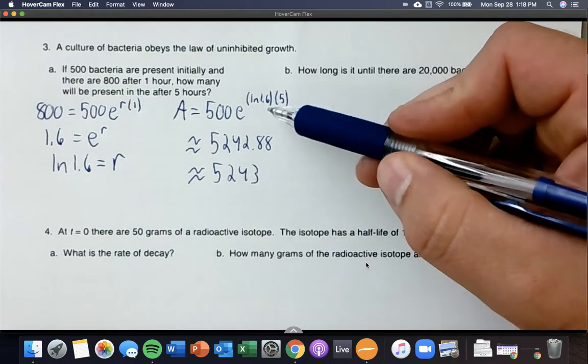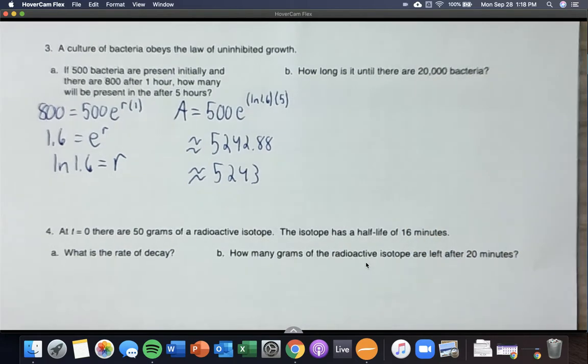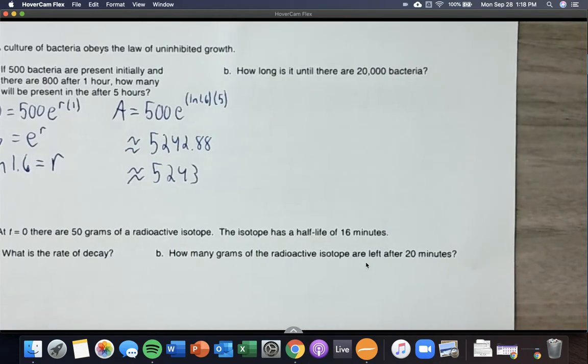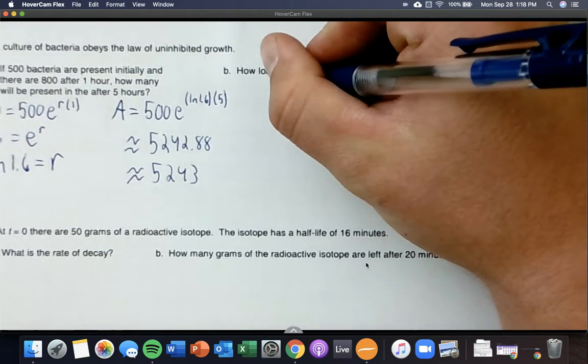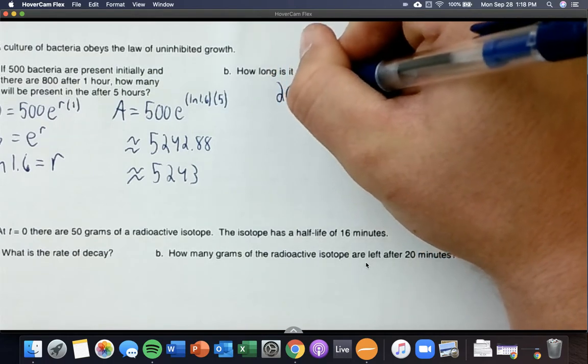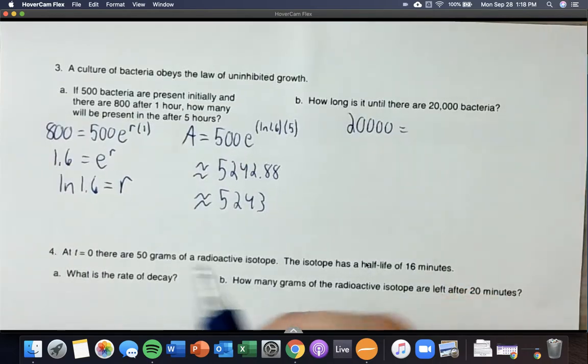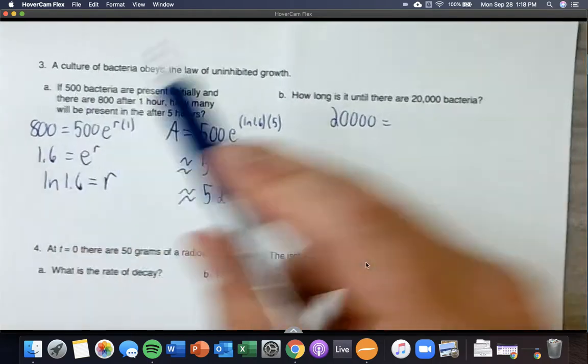And again, we just left the rate as the natural log of 1.6 just because it'd be a little bit easier to keep track of, right? So moving on to B, how long is it until there are 20,000 bacteria? Okay, so this time it's giving us the amount. It's 20,000. All right, we know the original is still the same. It's 500, right?